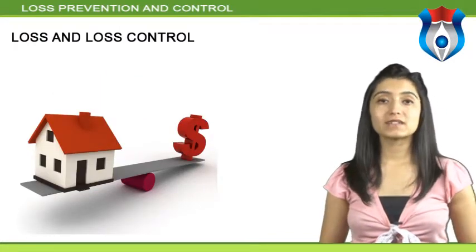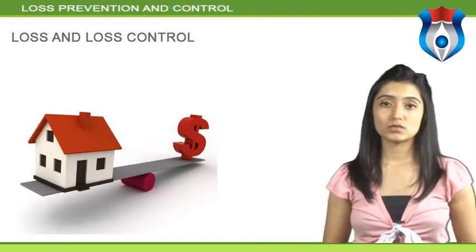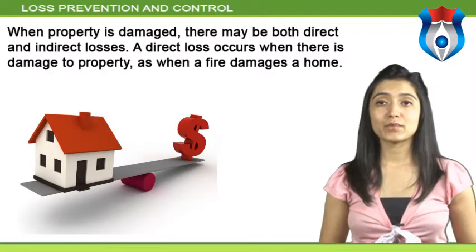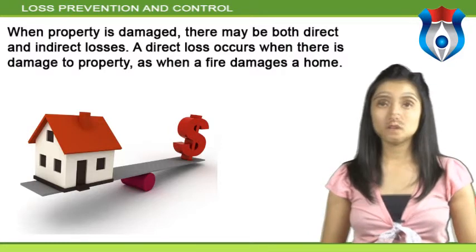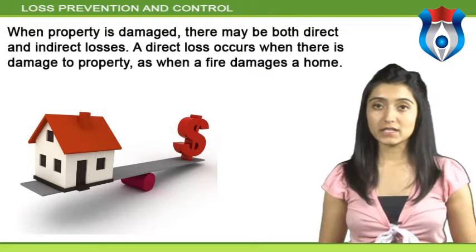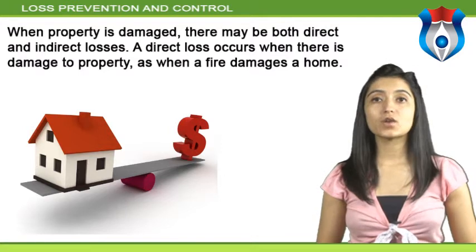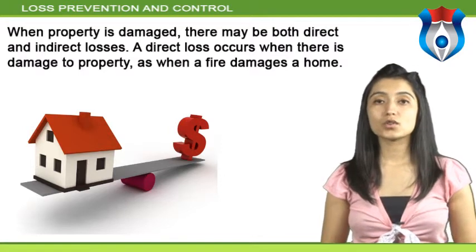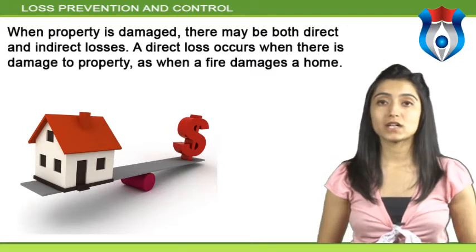Now moving on to the next topic. Now we will study the loss and loss control. When property is damaged, there may be both direct and indirect losses. A direct loss occurs when there is damage to property, as when a fire damages a home. Indirect loss occurs when a direct loss causes expenses to increase or revenues to decline.